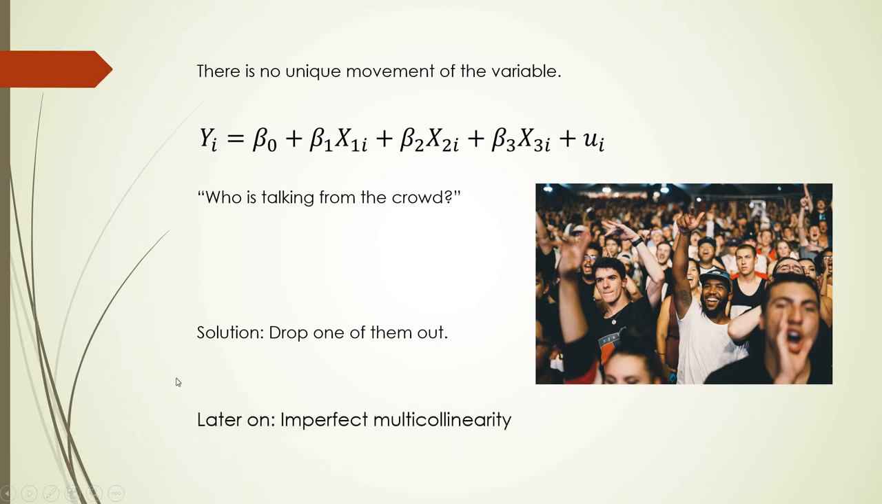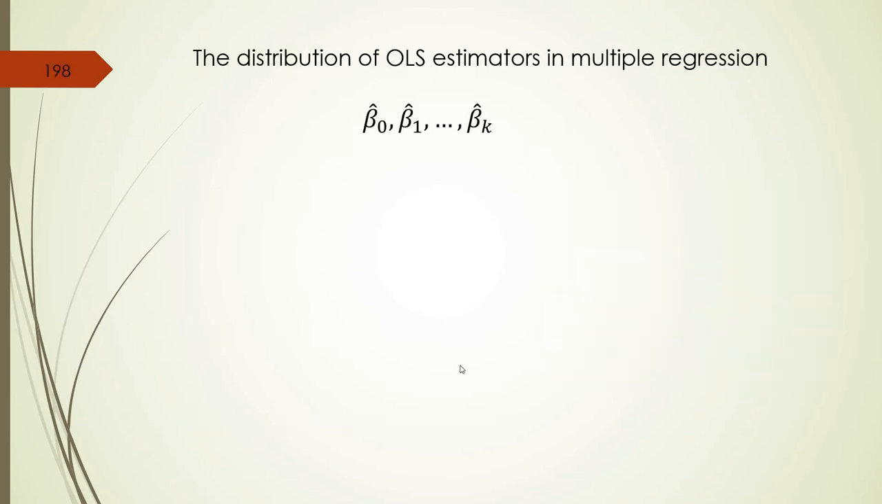Later on, we will talk about imperfect multicollinearity, when two or more variables are correlated, but not perfectly.